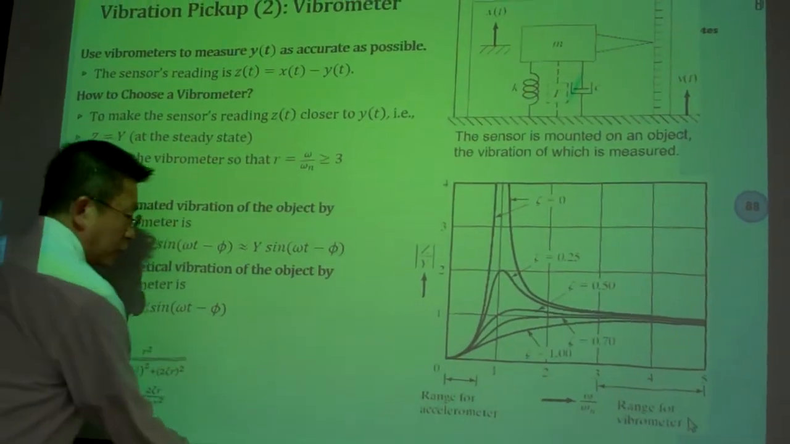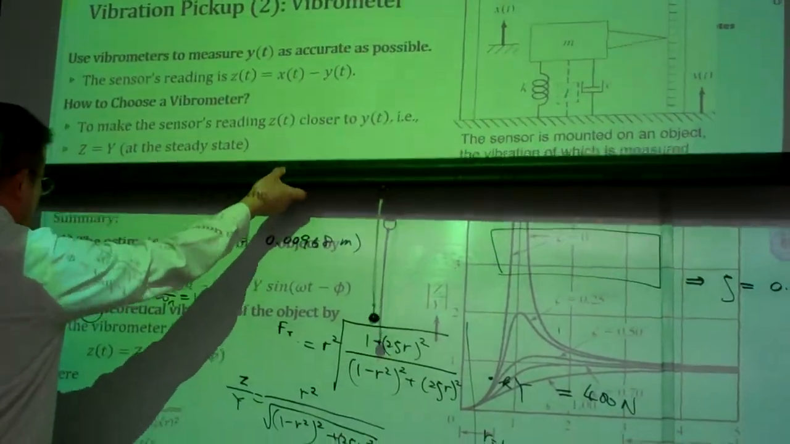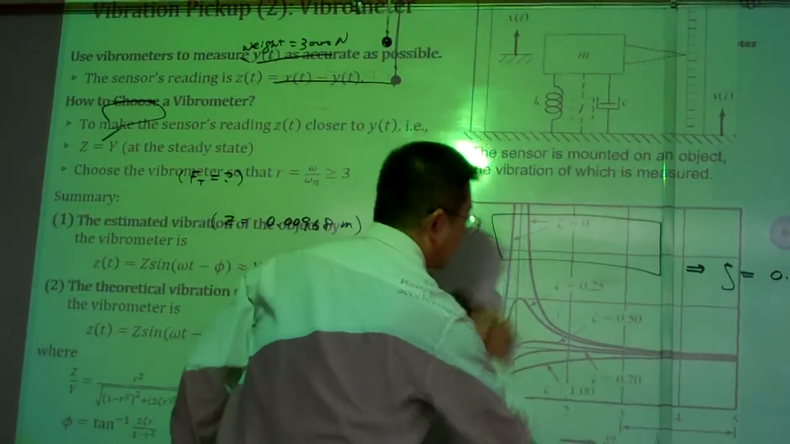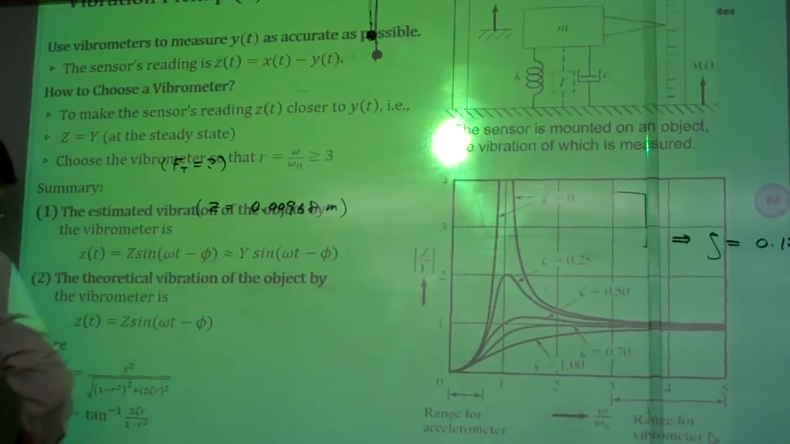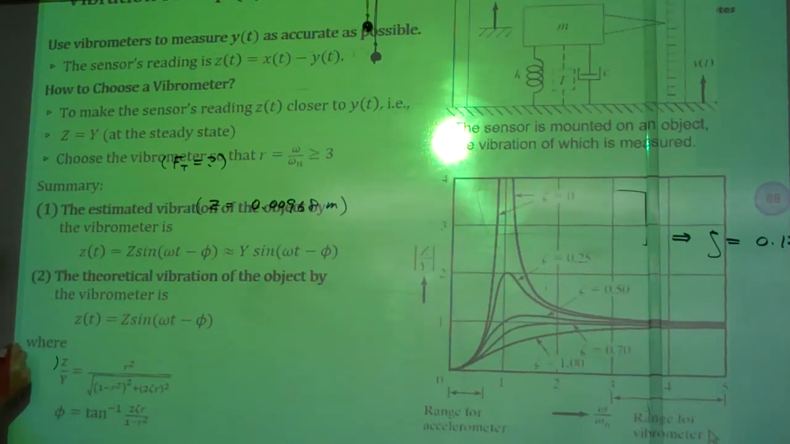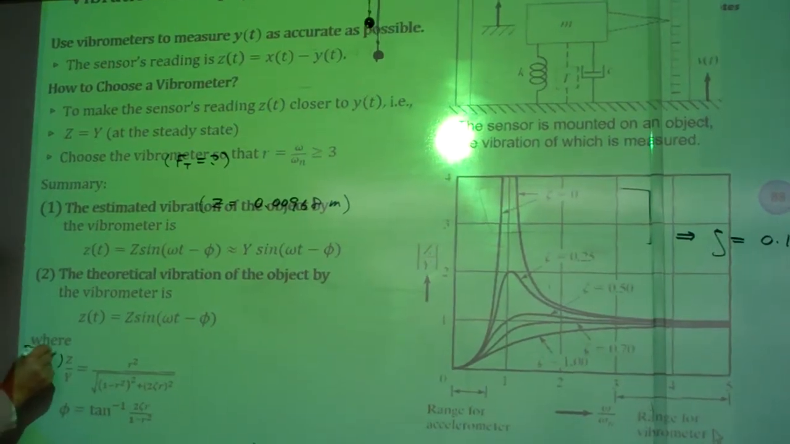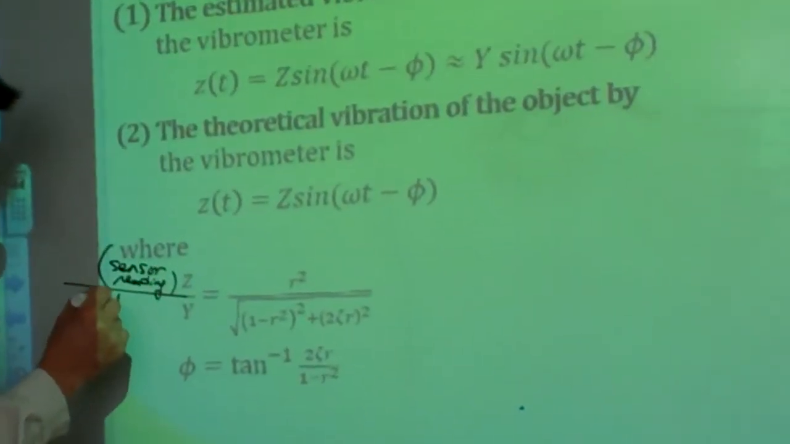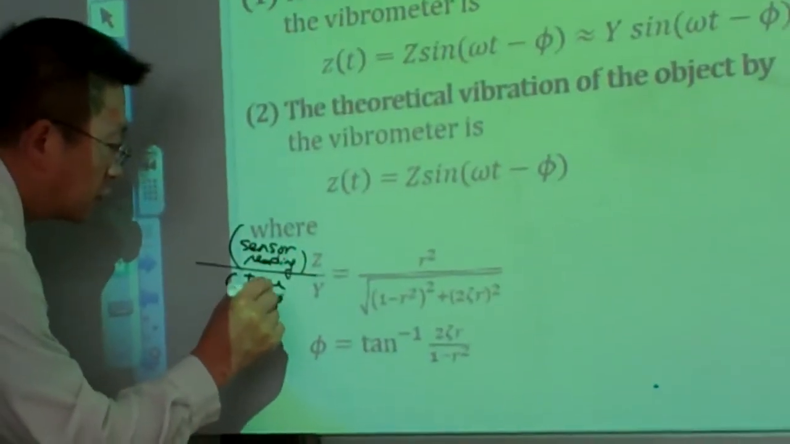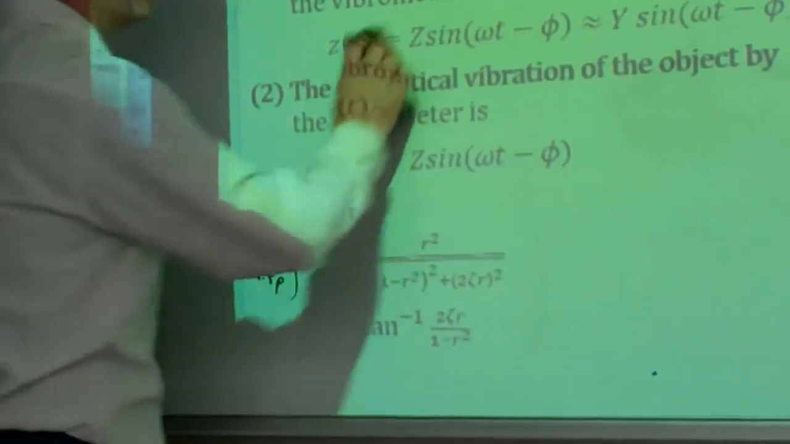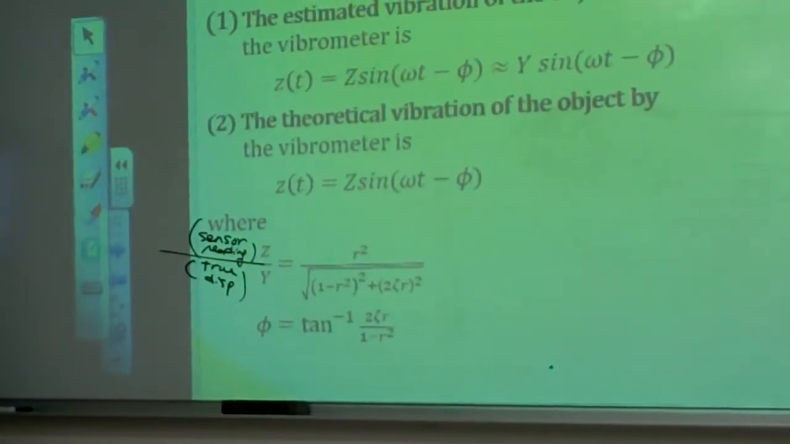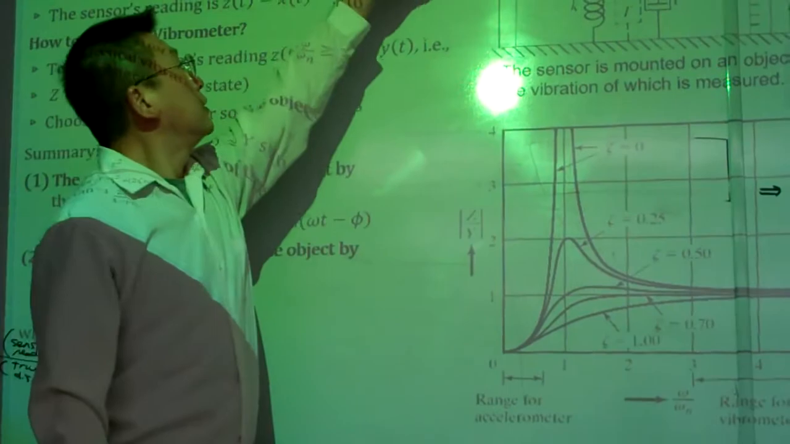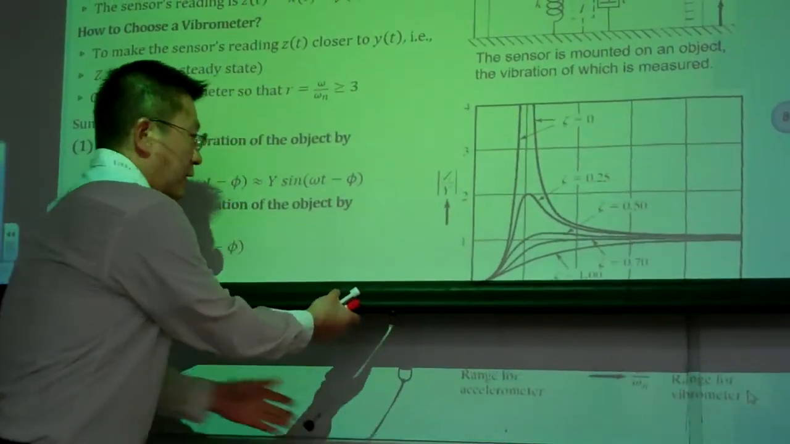So if you like, we can put in here, and if you like, you can put a note here. So this is the sensor's reading. Okay, y is the true displacement to be measured. Okay, if you like, you can put a note here. So put the two notes onto here. Let me get the screen down a little bit clear.